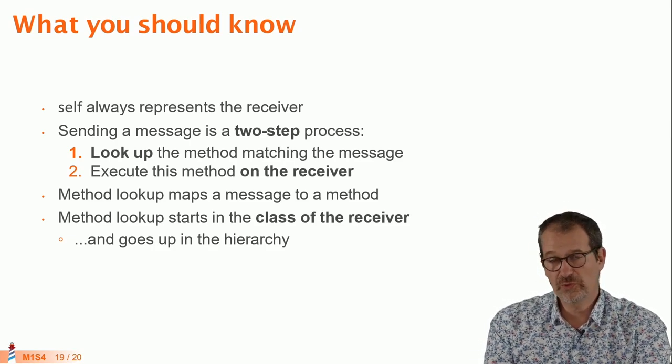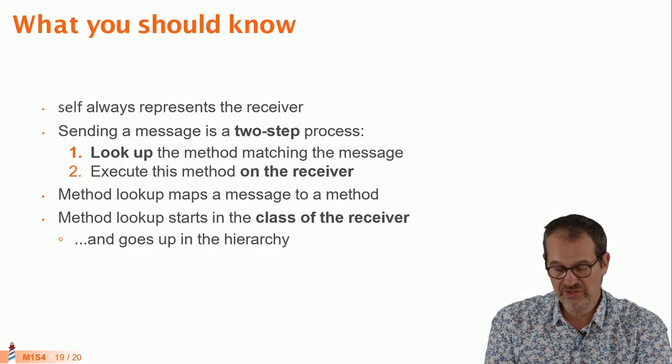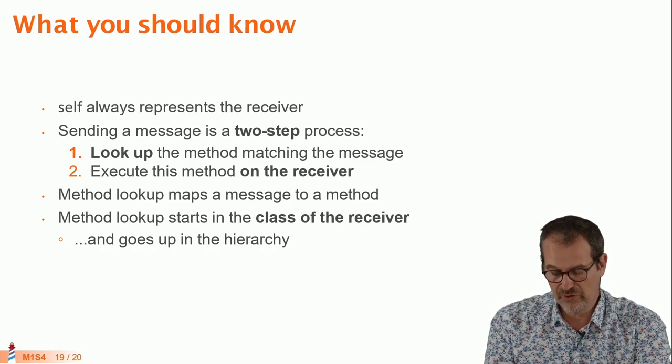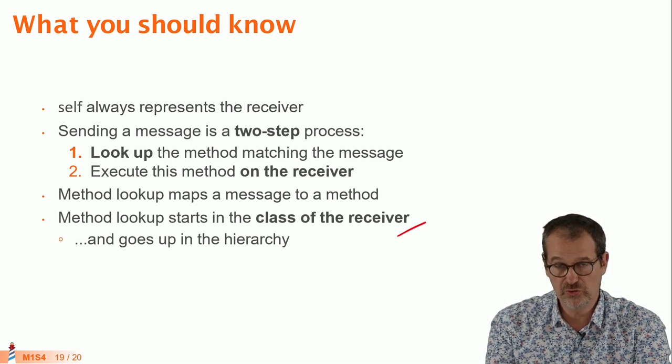So you see. What you should know from this lecture: self always represents the receiver. Sending a message is a two-step process. We look for the method and we execute the method on the receiver. The method lookup, in fact, maps a message to a method, and it starts in the class of the receiver. What you will see is that this is a bit different when you use the super keyword, and this is what is explained in the super lecture.